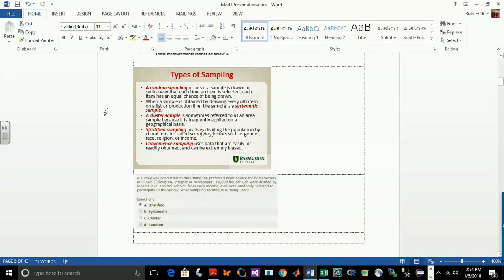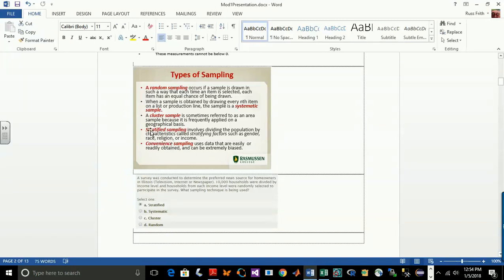When a sample is obtained by drawing every nth item on a list or production line, the sample is a systematic sample. You will have some word problems in later modules that deal with these kinds of samplings. A cluster sample is sometimes referred to as an area sample because it is frequently applied to a geographic basis. I noticed that a number of your posts in Module 1 dealt with cluster samples, especially for you folks who are majoring in criminal justice. You talked about analyzing crime in a particular census tract or census block. Stratified sampling involves dividing the population by characteristics called stratifying factors, such as gender, race, religion, or income.